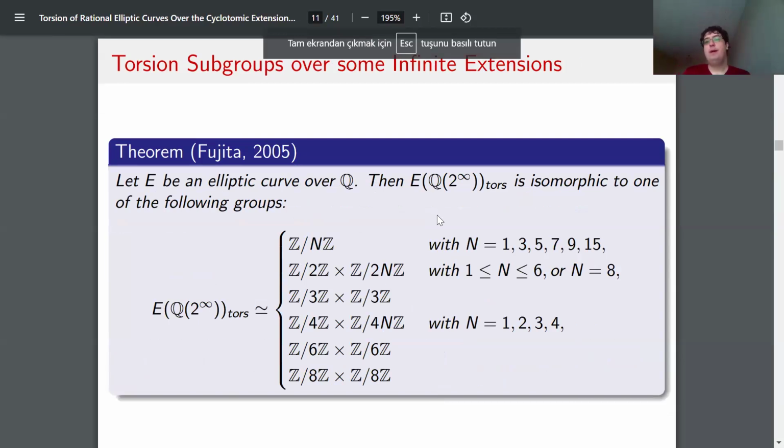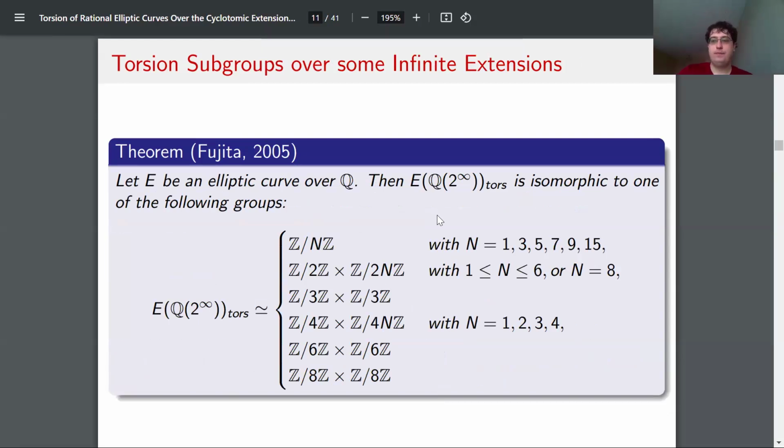So, what about if we have infinite extensions? Can we find some results about that? It's also important because now we can't use the Mordell-Weil theorem. We don't know if the torsion part is finite now. Or we can't use Merel's bound because it depended on the extension degree. So in general, the torsion might be an infinite group. But for some specific fields, it is actually finite and we can do the classification.